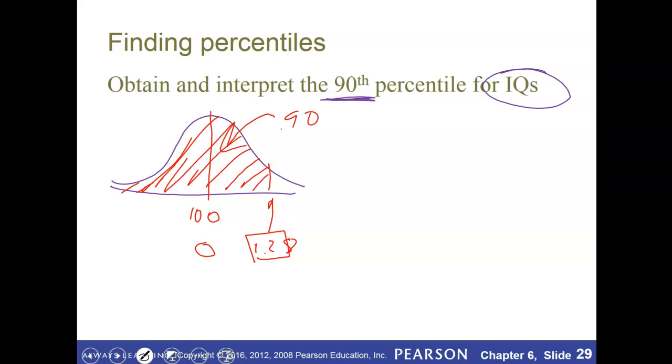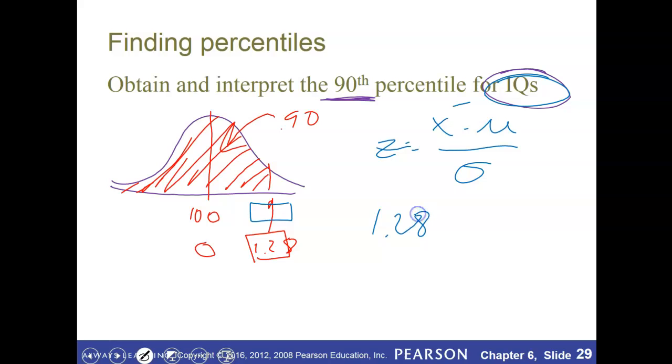That's what the z-score is. What I want to find out then is what is the x value? What is the IQ that has a z-score of 1.28? Well, do you remember this formula that the z-score is equal to x minus the average divided by the standard deviation? We know that the z-score is 1.28. We know that we don't know what the x is. We know that the average is 100, and we know the standard deviation is 16. So I'm going to solve this equation for x.